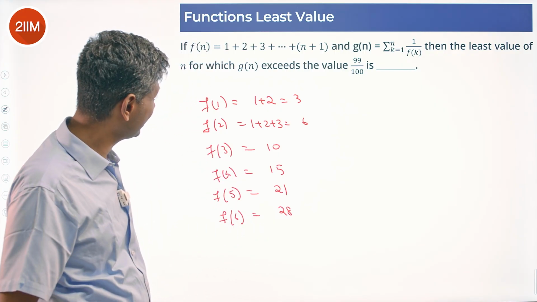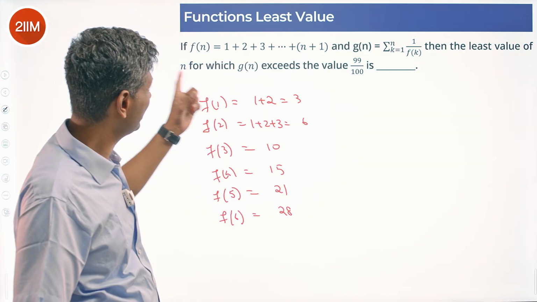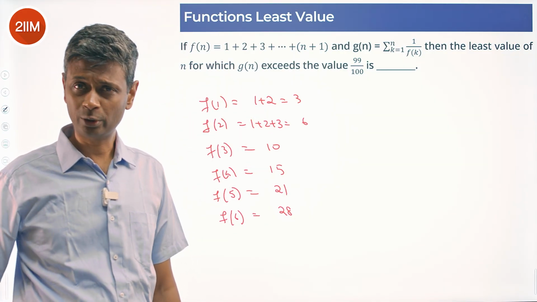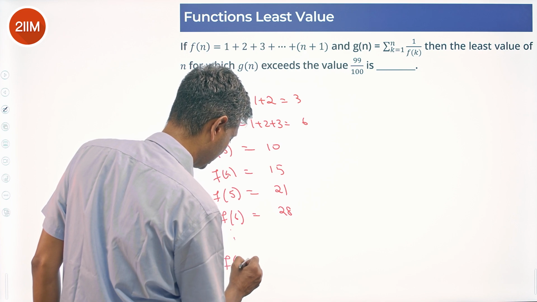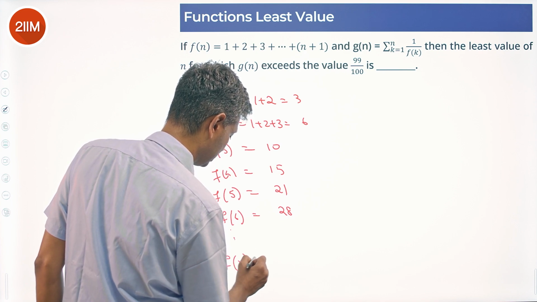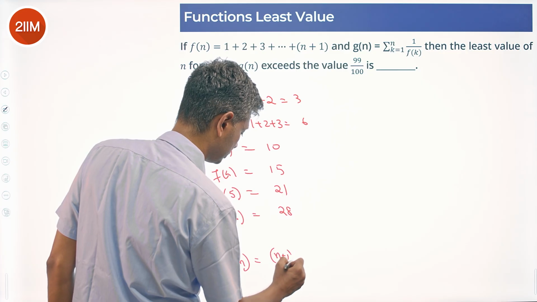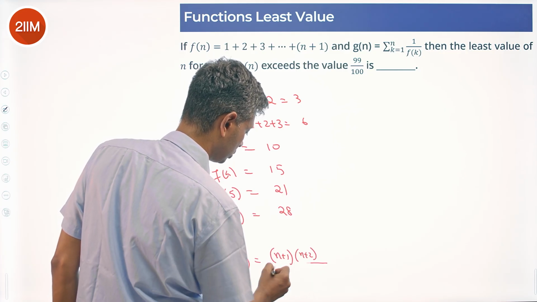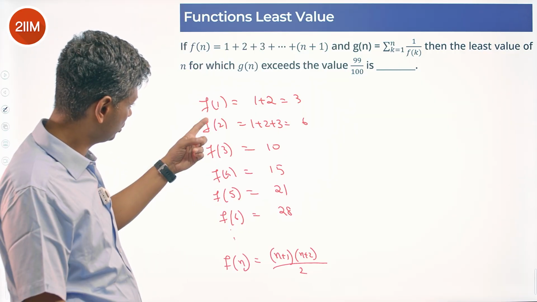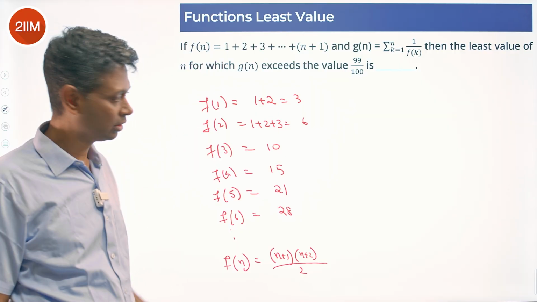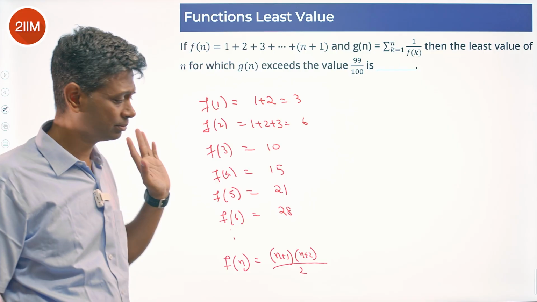I have a formula for that. F of n, the sum 1, 2, 3 till n plus 1, is n plus 1 into n plus 2 by 2. F of 1 is 2 into 3 by 2. Yes. F of 2 is 3 into 4 by 2. Yes, that is 6. 4 into 5 by 2. 5 into 6 by 2. Yeah, nicely works.